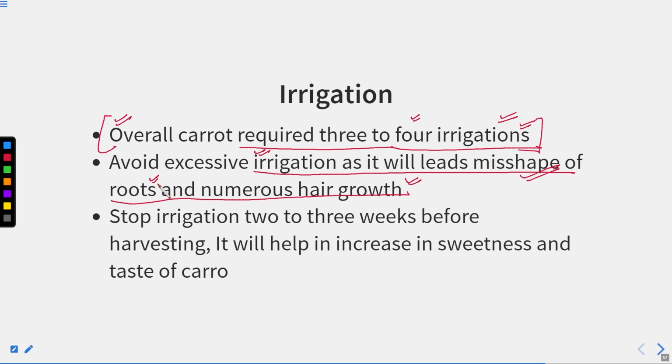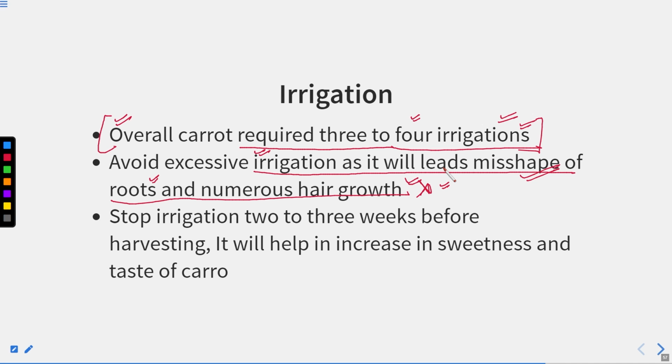The shape of the roots will get damaged, because with the water available, the roots will start giving out rootlets, and they will grow there, and it will have numerous hair growth. So that is not required. That reduces the quality of the crop. So for that, excess irrigation should not be given.